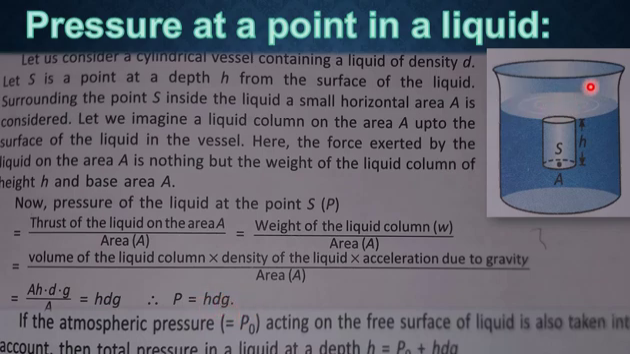Now suppose the atmospheric pressure is P0, which is acting on the free surface of the liquid, means the atmosphere is giving pressure P0 on the surface of the liquid, then the total pressure here at depth h will be the atmospheric pressure plus pressure due to this liquid. So P0 plus hdg.